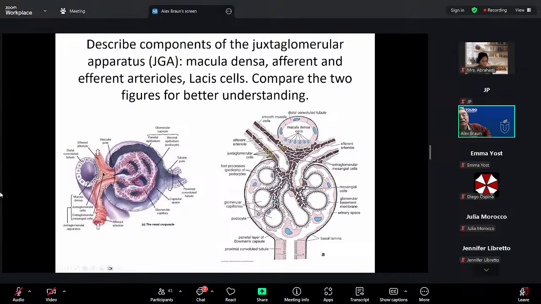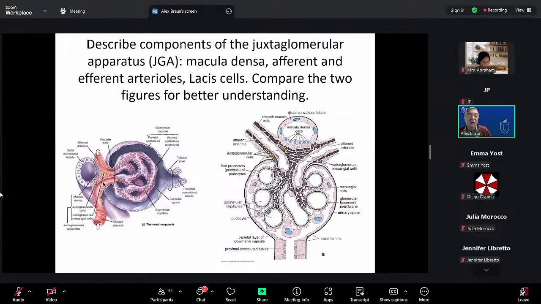A second element of the juxtaglomerular apparatus is that nearby in the afferent arteriole, some of the smooth muscle cells in the wall of the afferent arteriole become specialized to become secretory cells. So not only are they smooth muscle cells, but they are also secretory at the same time. These are highly specialized smooth muscle cells that have secretory granules within their cytoplasm, which store the protease renin.